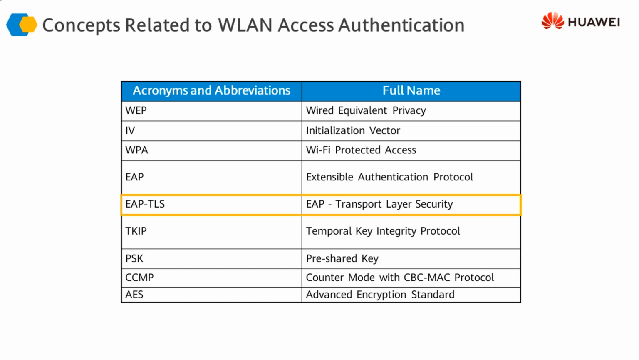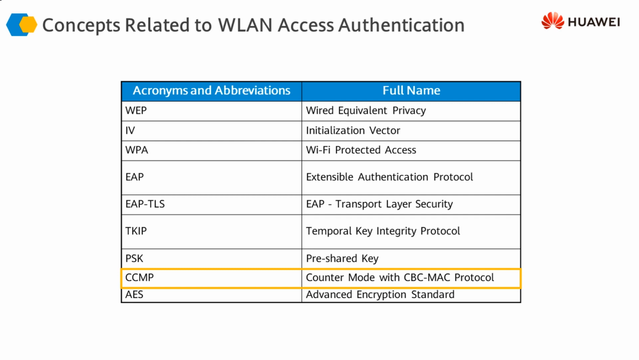EAP with TLS, Transport Layer Security. Make sure that your transport layer communication is in SSL environments. TLS basically is a replacement for SSL. So in certain environments where you want to use TLS, you can use EAP-TLS. TKIP is Temporal Key Integrity Protocol. PSK is Pre-Shared Key. We'll discuss some of these in the next few slides, so don't worry.